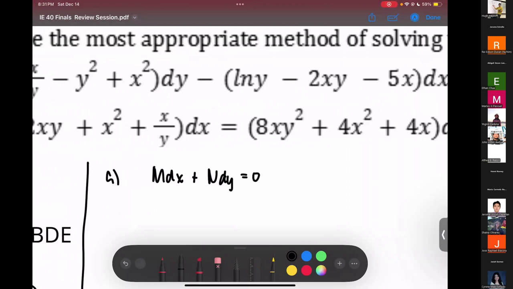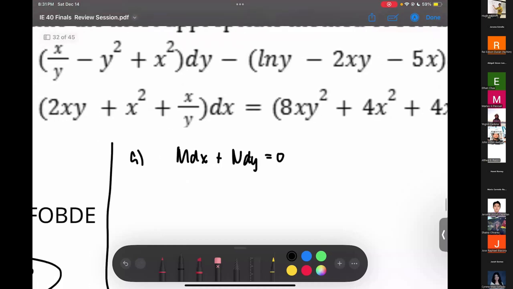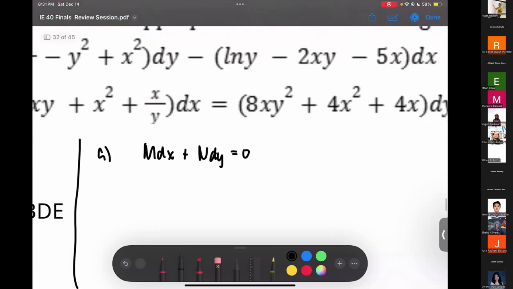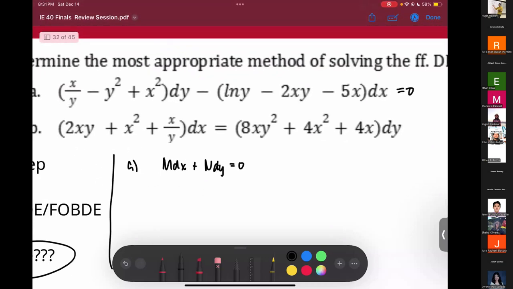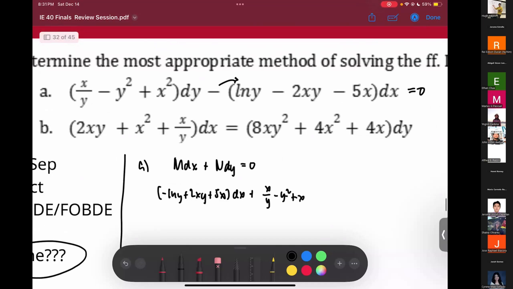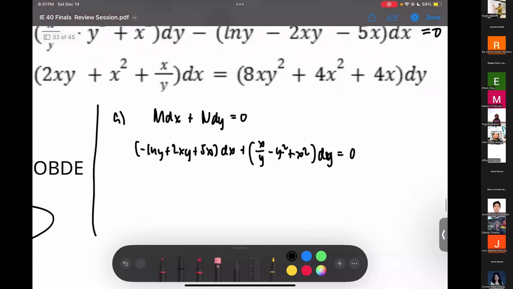Standard general form pala to. Standard form yung for first-order linear diff eq. So this is general form, and so let's just do that. Let's distribute the negative na. So this negative ln y plus 2xy plus 5x dx plus x over y minus y squared plus x squared dy equals 0. So let's first evaluate if kaya siyang i-varcep.